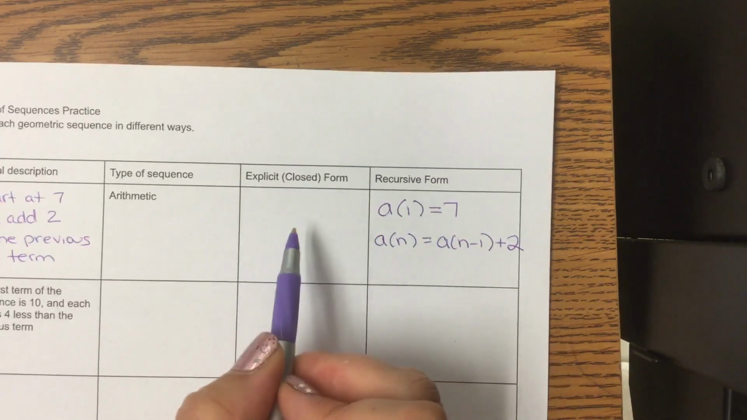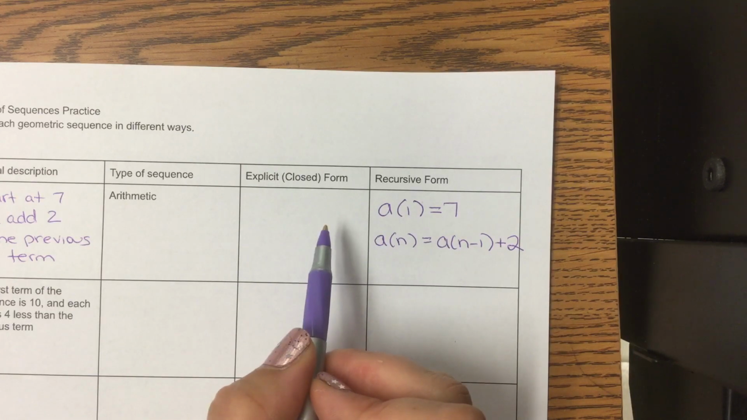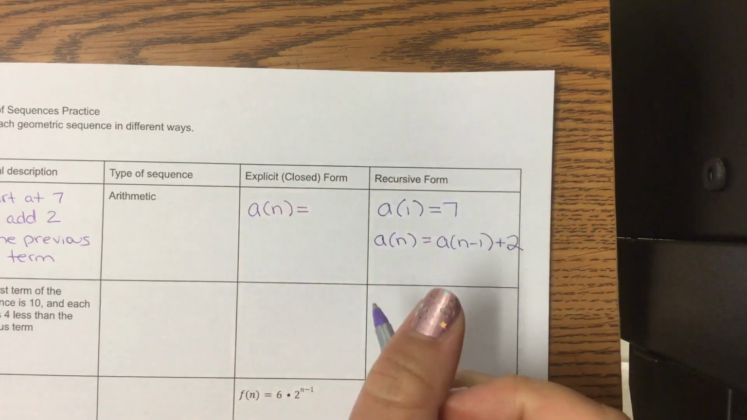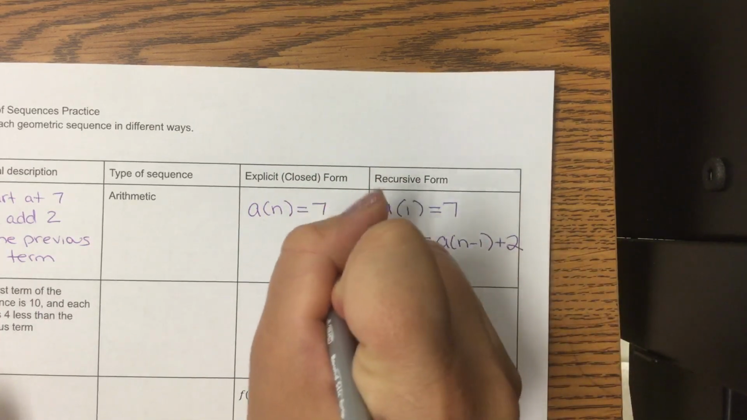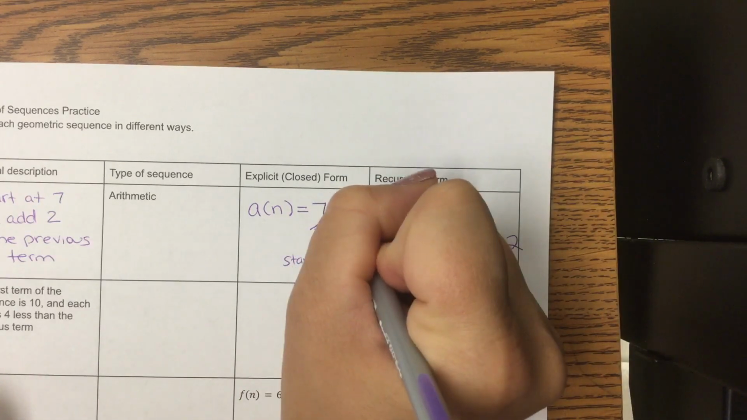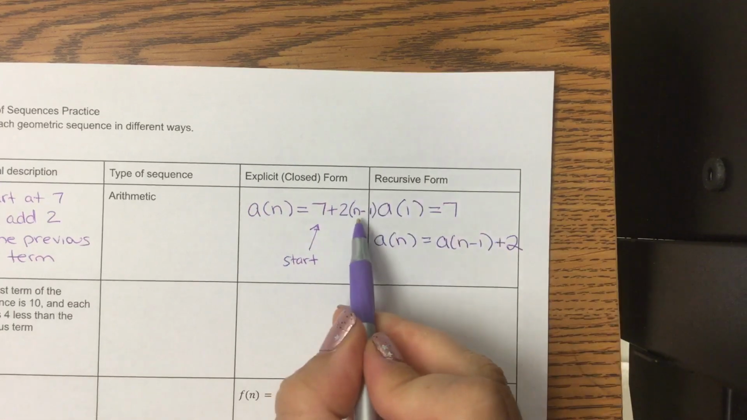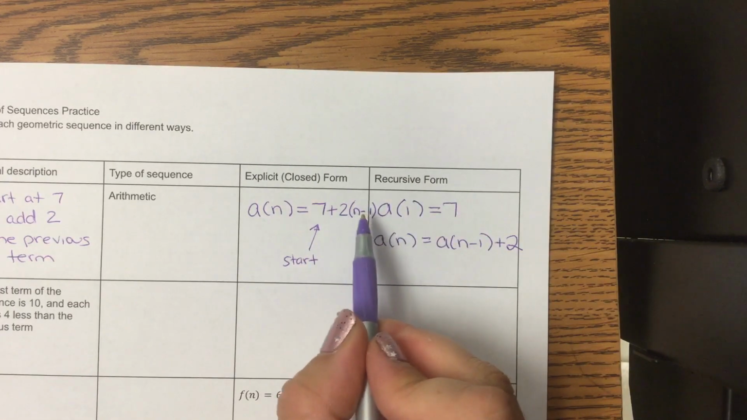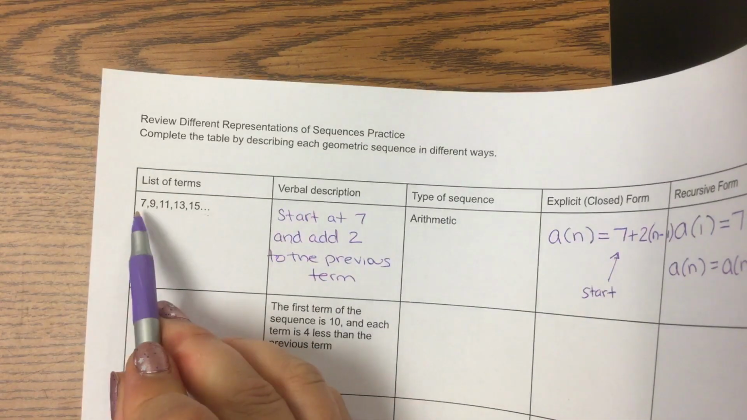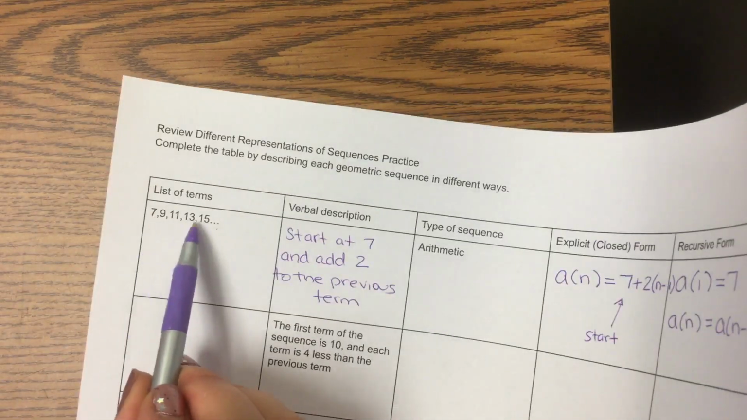The closed form allows us to find any term that we want simply by plugging in the number. And it's written a little bit differently. A of n, we write down where we start. So we always put where we start. And then we write down what to do. I need to add 2, n minus 1 times. The reason it's n minus 1 is because I don't want to start adding 2 until I get past the number 7. So I assume that this is term 1, 2, 3, 4, 5.